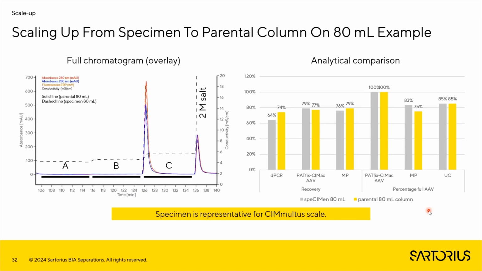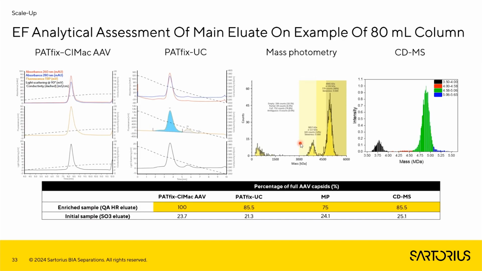Also, we've shown that the scaling up from the specimen to the parental column is comparable, and this is shown here. The solid line represents the parental column and the dashed line represents the specimen. We've shown this in the capacity estimations, but here we also see the actual profile when we are doing the step washes. On the data, we're seeing the same numbers if you go with the specimen approach. So really, the specimen is representative of a CIMmultus scale.